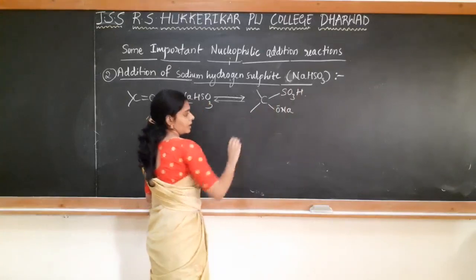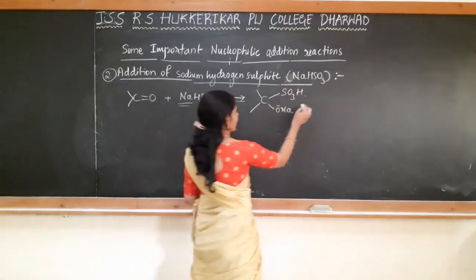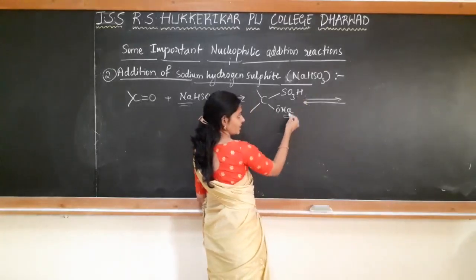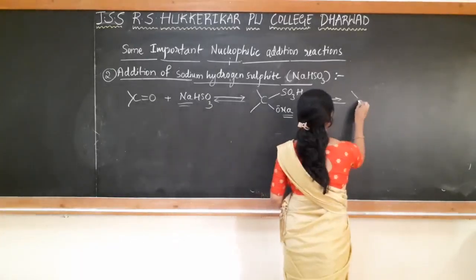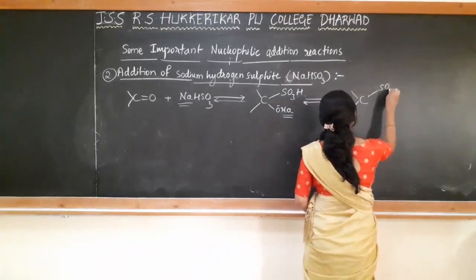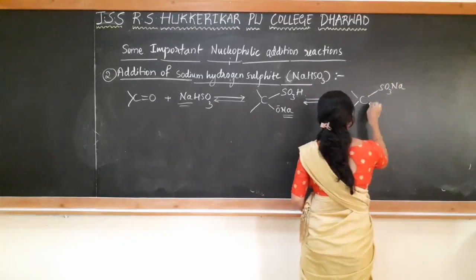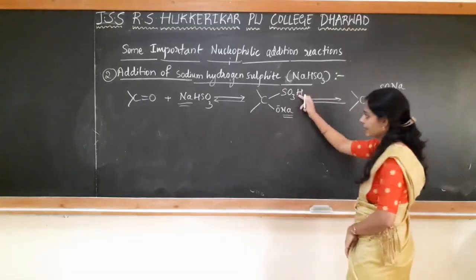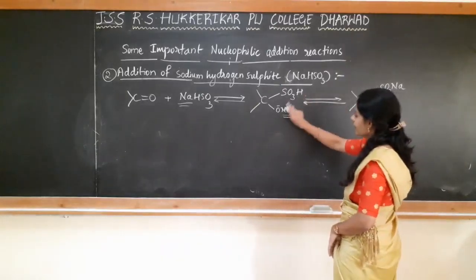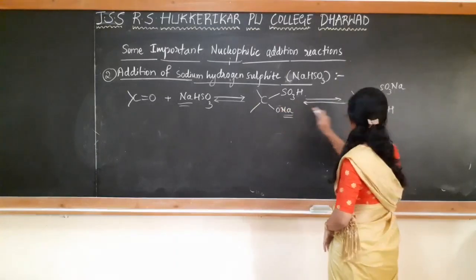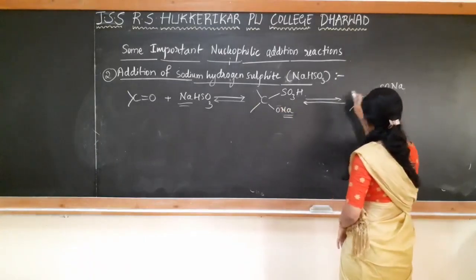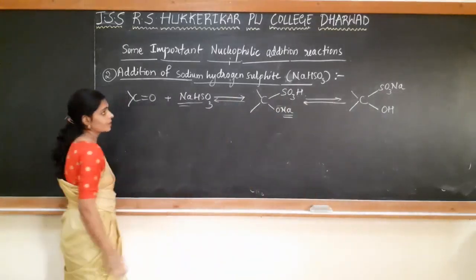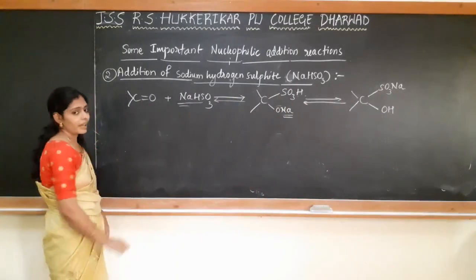So this is an intermediate form where further it is stabilized by the proton exchange. This is exchanged and we get the compound with SO3Na. The bisulfite addition product is formed. Proton transfer, a proton exchange takes place. H comes here to form OH and Na goes here. So this is how the addition product is formed when we treat sodium hydrogen sulfite with the carbonyl compound.